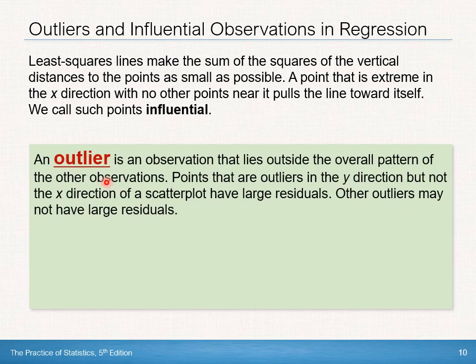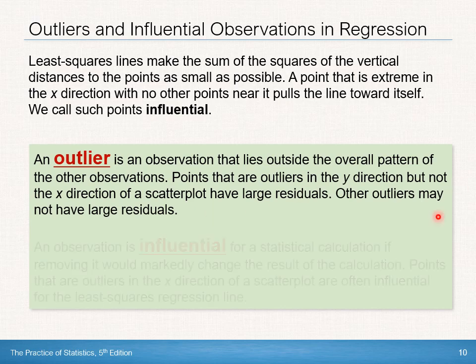So an outlier is an observation that lies outside the overall pattern of the other observations. Again, we don't have any kind of formula to determine whether it's an outlier or not. We just have to say it's outside the pattern of the other observations. Points that are outliers in the y direction, but not the x direction of the scatter plot, have large residuals. Other outliers may not have large residuals. So outliers are things that are outside the pattern of the other data, and sometimes they can generate really large residuals, and those large residuals are going to typically decrease our correlation.